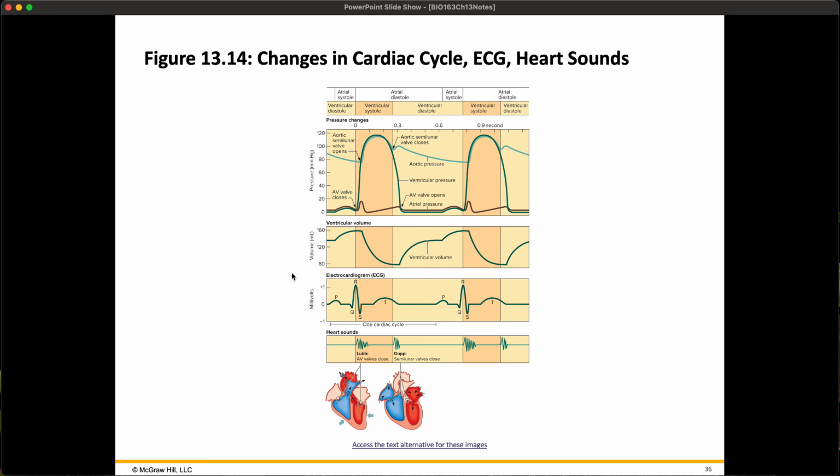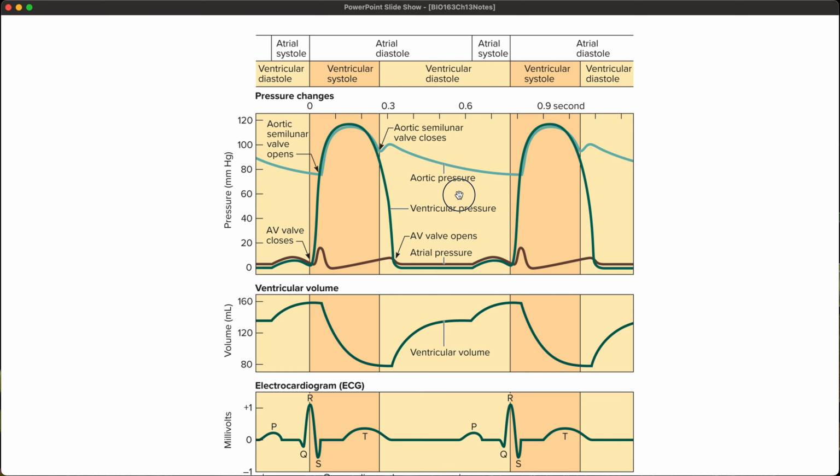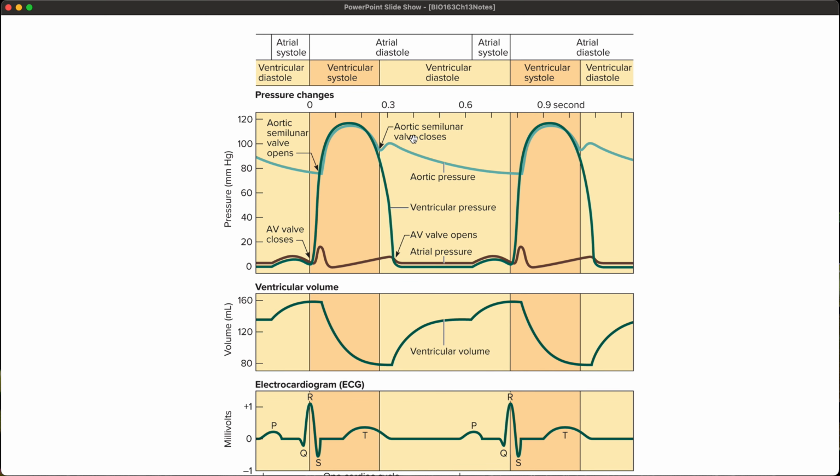So again, you should be able to go through this. I'm going to try to zoom in a little bit. You should be able to go through this and follow all of these different changes. You're looking here at the aortic pressure, ventricular pressure, and atrial pressure in the brown line. And so you can see this big one, the one that has the biggest pressure change, that's going to be the ventricles, because they have the strongest heart muscles, so they're going to have that biggest change in pressure.